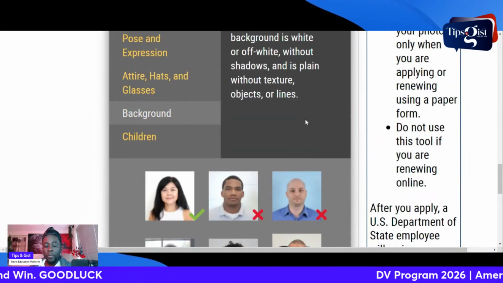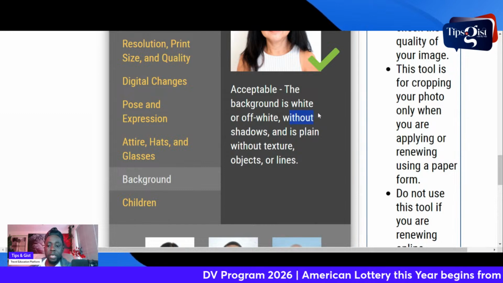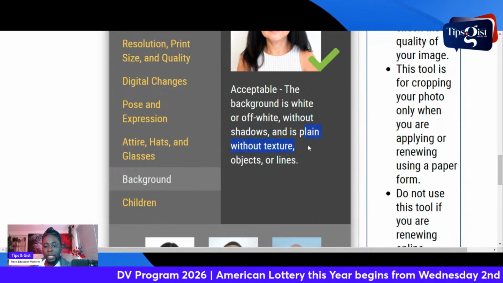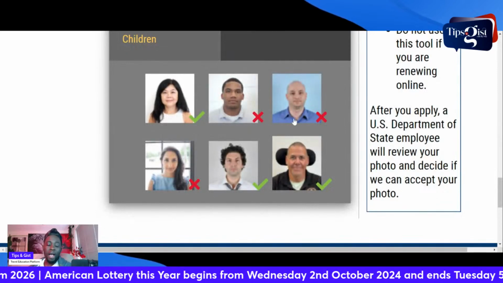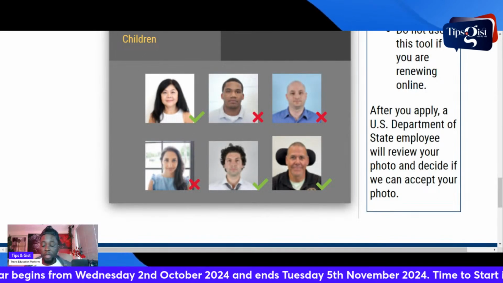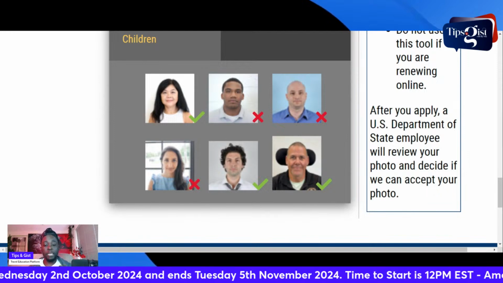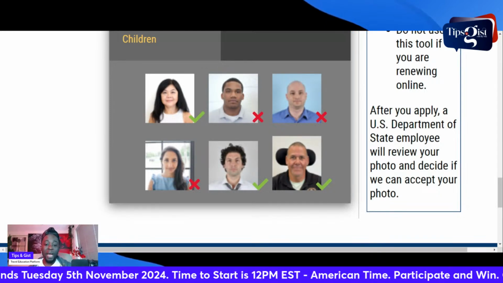Background. Now, we already discussed that it should be white background, off-white, without shadow. It's plain, without texture, object, or lines. This is where people ask me, can I take with my mobile phone? Yes, you can take with your mobile phone if you are using a good mobile phone with a high-quality camera.